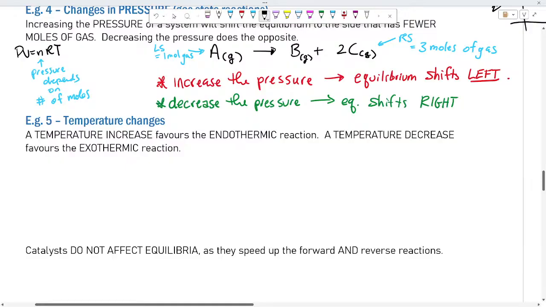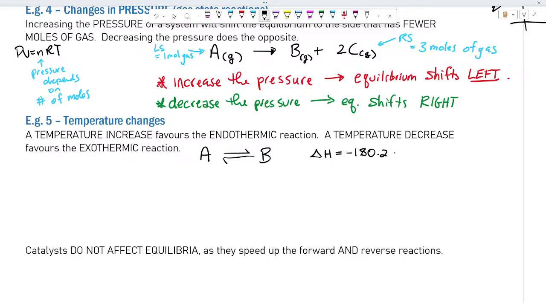Okay, now let's consider temperature changes. A temperature increase favors the endothermic reaction. A temperature decrease favors the exothermic reaction. So let's look here. Let's say that we have A in equilibrium with B. Nice, easy one. But the delta H is negative 180.2 kilojoules.